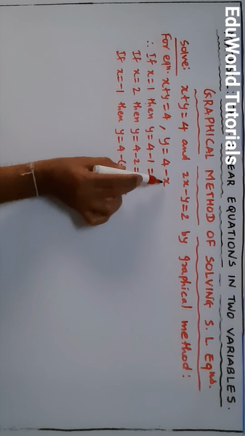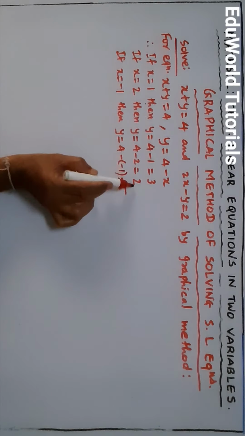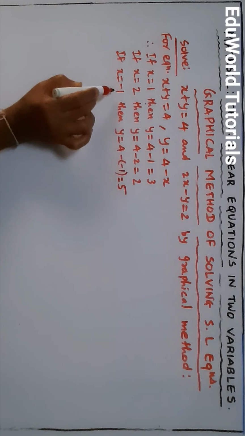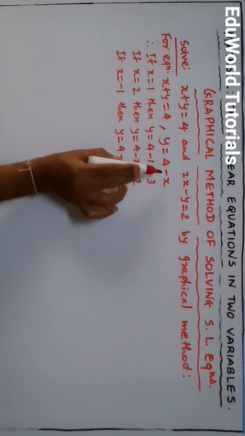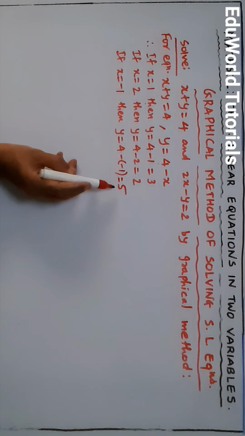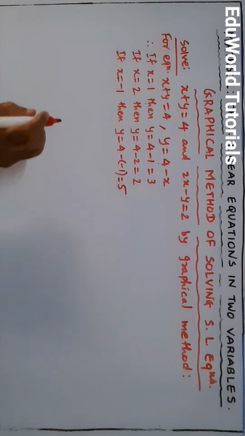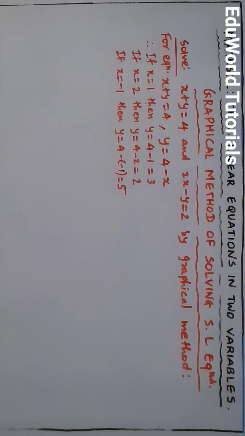If x is equal to 2, say, then y will be equal to 4 minus 2, which is equal to 2. We can take a negative value of x also. If x is equal to -1, then y will be equal to 4 minus (-1), which I have written here. So it is 4 plus 1, which is equal to 5. So in short, 3 values of x will give you 3 values of y. So I will make a table now.